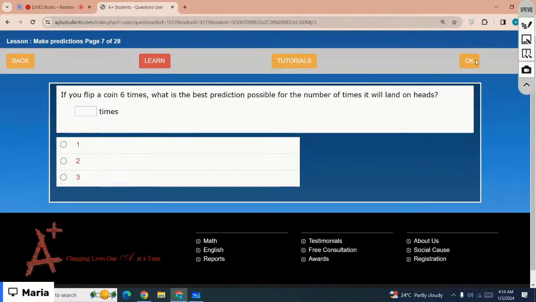The probability of getting head is 1 by 2, right? And you did this 6 times. So, 1 by 2 times 6 is 3, right? That means the best prediction possible for the event is 3. The correct option is 3.